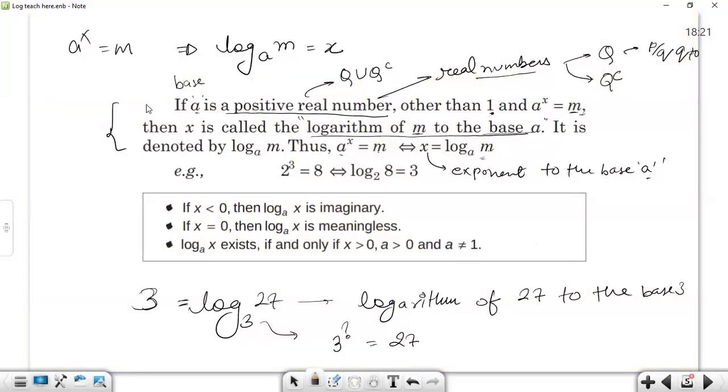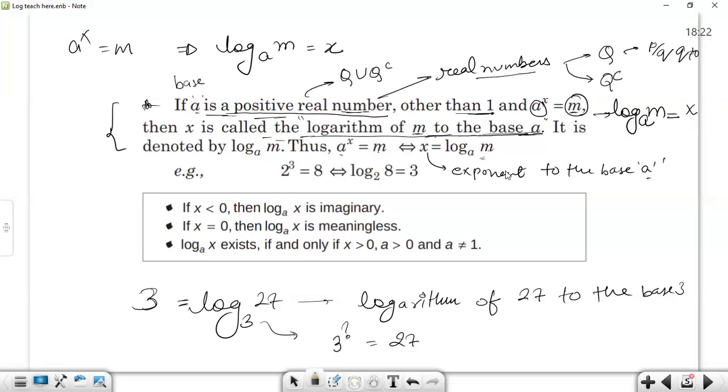So now reading our definition back, if a is a positive real number other than 1, then x is called the logarithm of m to the base a. Logarithm of m to the base a, and the answer it will be giving will be the exponent of a, which is x here. Clear?